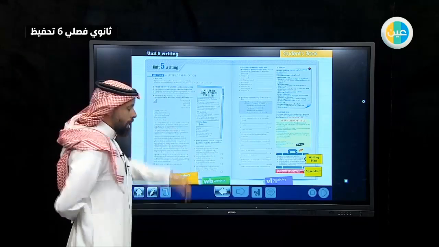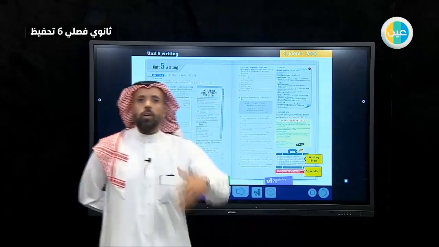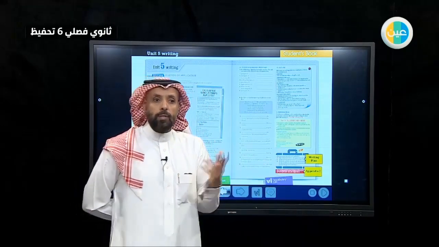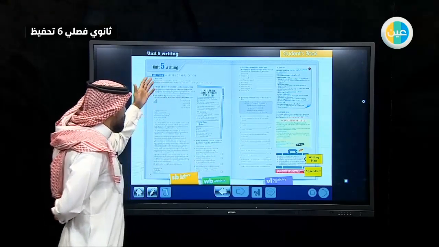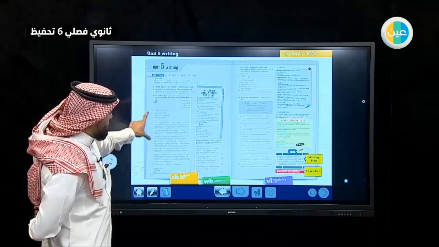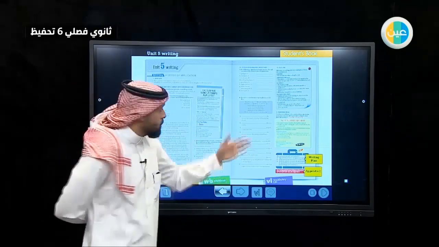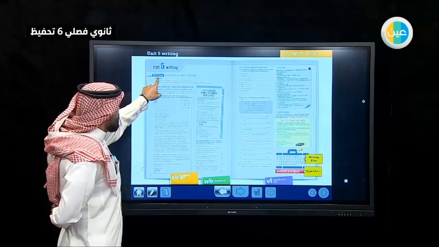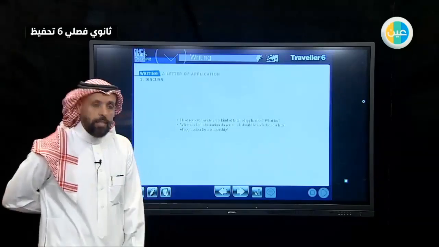Now, what is a letter? A letter is something that you write for something. You give information and you ask for information. This letter will be sent to a place depending on an announcement. Now, writing a letter of application, we are discussing this question now.